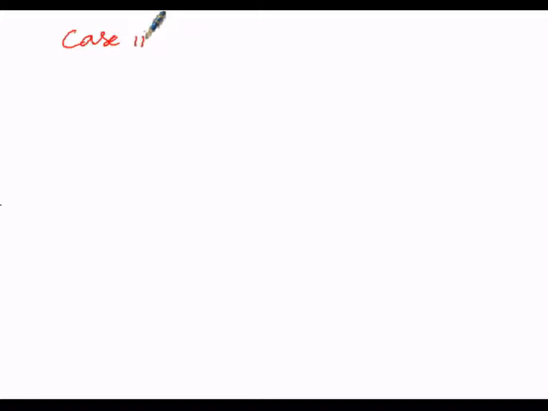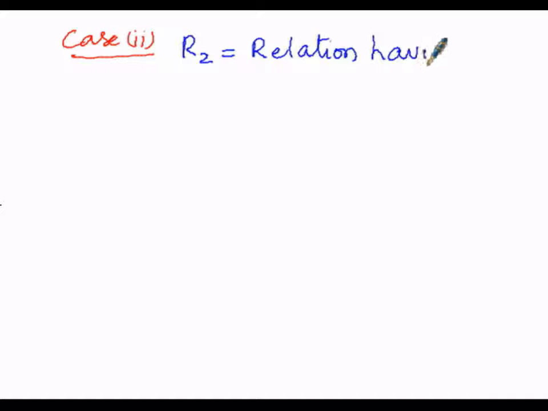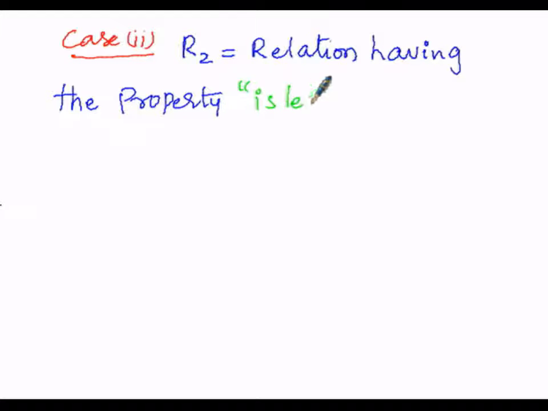In case number 2, R2 is a relation having the property, or in other words having the formula, that is less than. So here the relation R2 must satisfy this condition, or the property that is less than, for its elements.